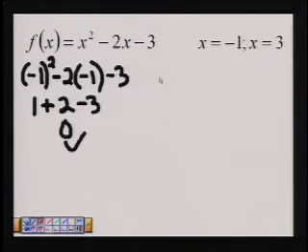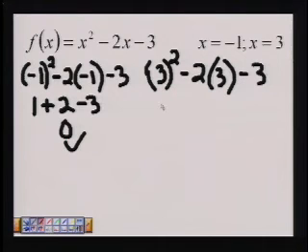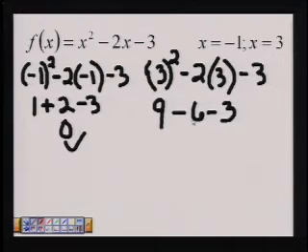Now we'll substitute 3 into the function. So I have 3 squared minus 2 times 3 minus 3. 3 squared is 9. Minus 2 times 3 is minus 6, minus 3. So I have 9 minus 6 is 3, minus 3 is 0. So that root also works in the function.